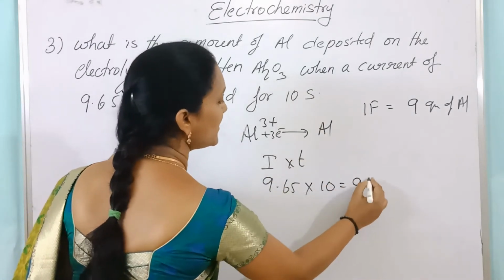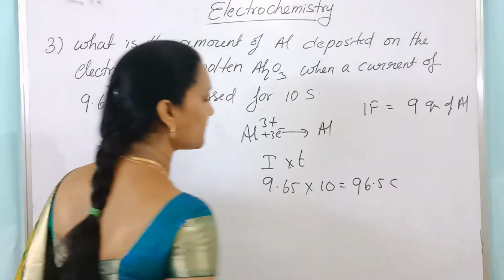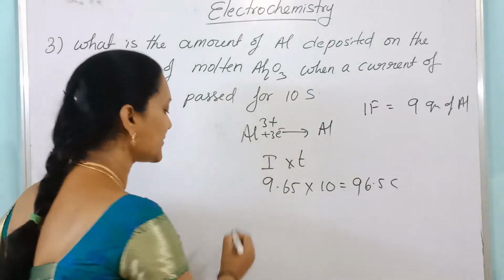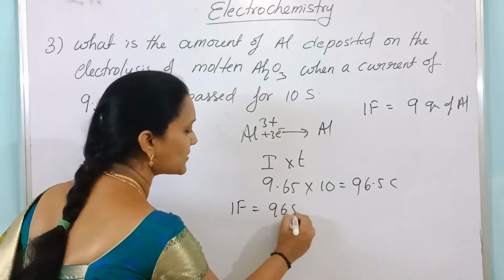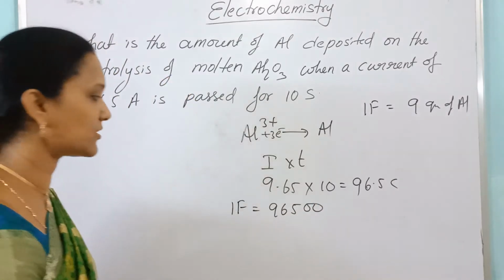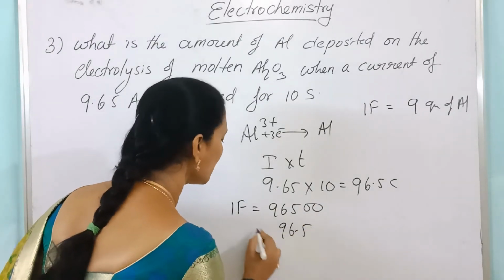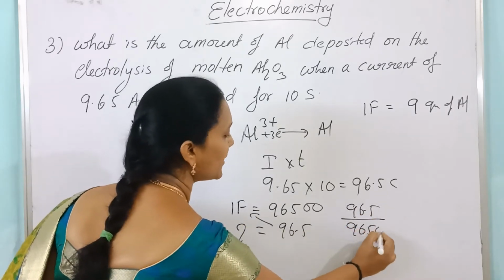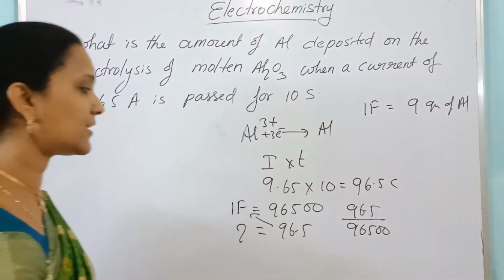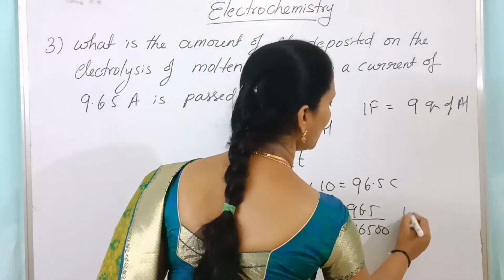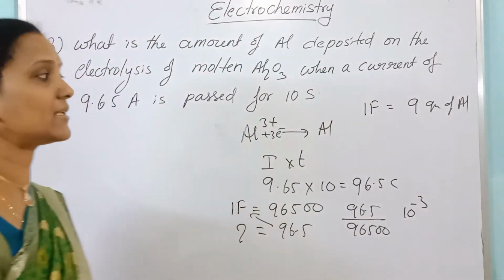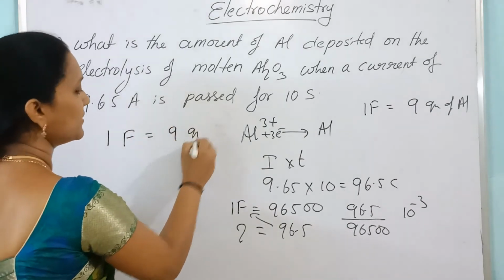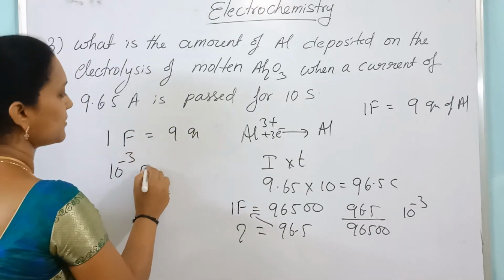Nothing but 96.5 coulombs of electricity passed. Nothing but how many Faradays? 1 Faraday is 96,500. 96.5 coulombs means how many Faradays? So 96.5 by 96,500. It is equal to 10 power minus 3. Okay, 10 power minus 3 Faradays passed. 1 Faraday gives 9 grams. 10 power minus 3 Faradays gives how much?